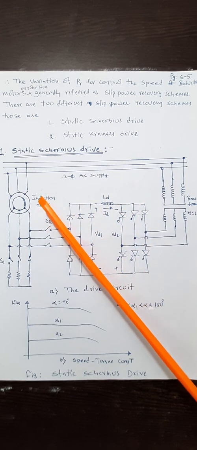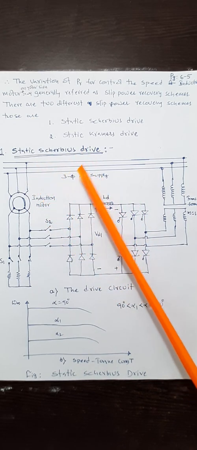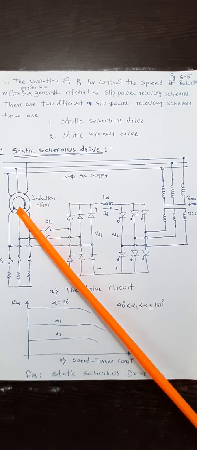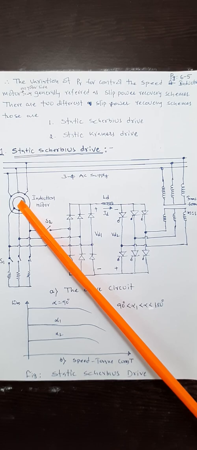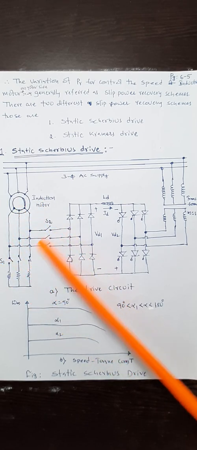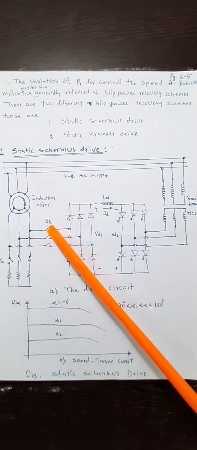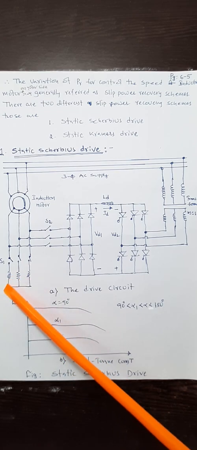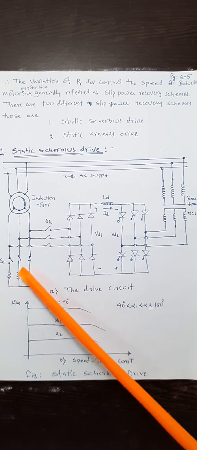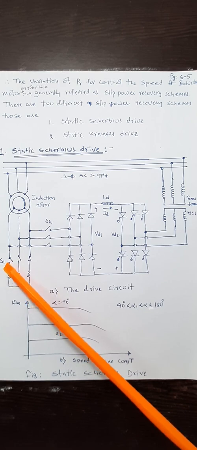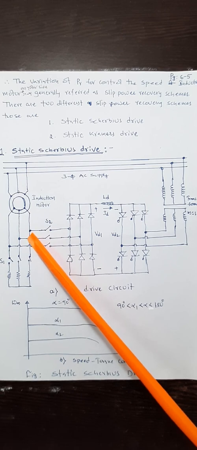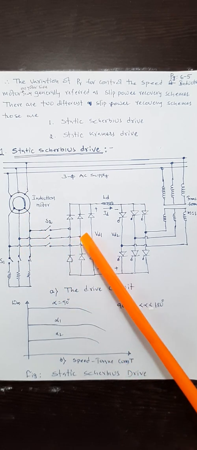Simply represented here, the three-phase system is there. The three-phase supply is fed to the stator, and the slip power is taken from the rotor. There are two three-pole switches, S1 and S2. Suppose S2 is open and S1 is closed, it seems to be a conventional rotor resistance control if the resistance is variable. For example, if S1 is open and S2 is closed, the collected AC power is fed to the diode bridge.